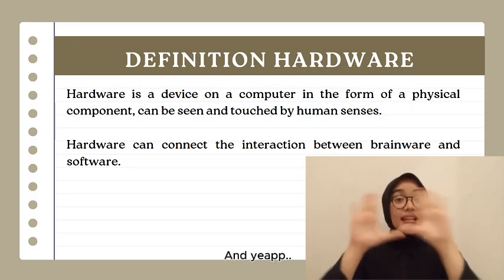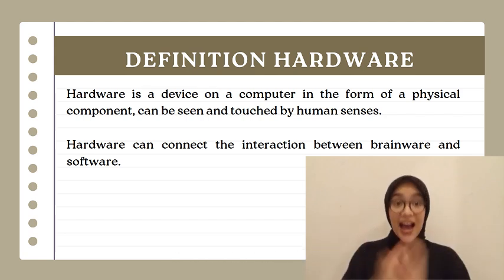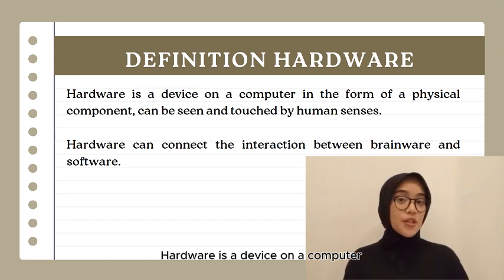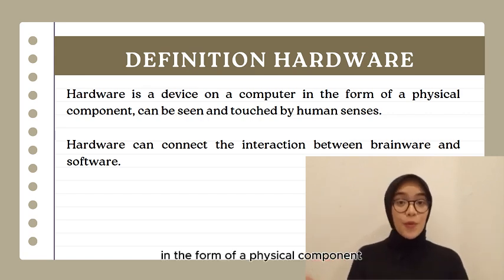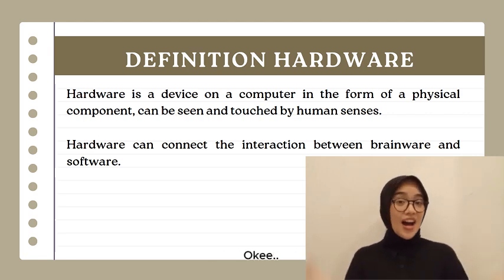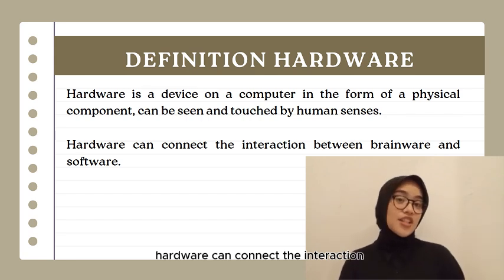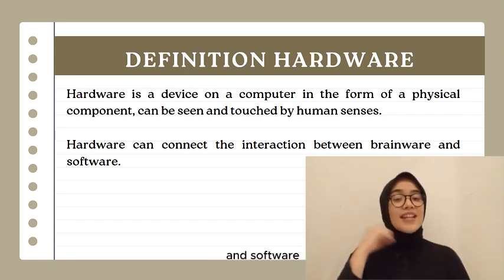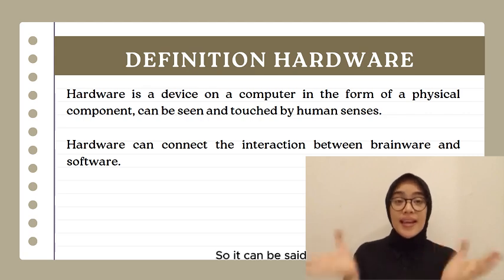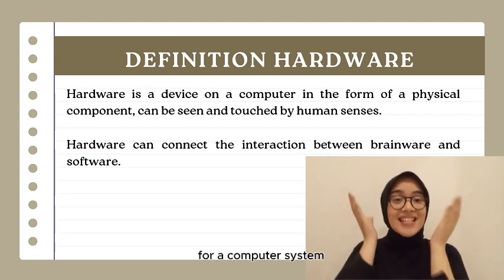The definition of hardware. Okay, first of all, we will discuss the definition of hardware. Hardware is a device in a computer in the form of a physical component, which can be seen and touched by human senses. Okay, in a computer system, hardware can connect and interact between brainware and software. So, it can be said that hardware is very important for a computer system.